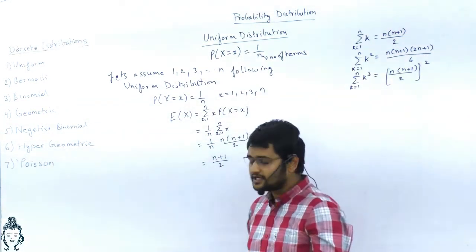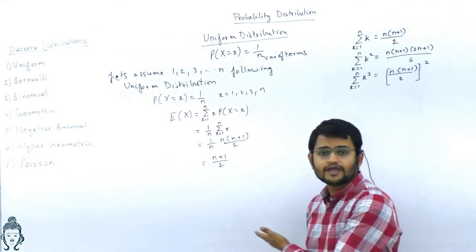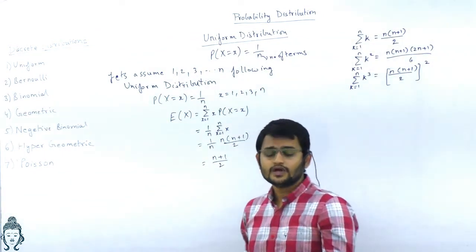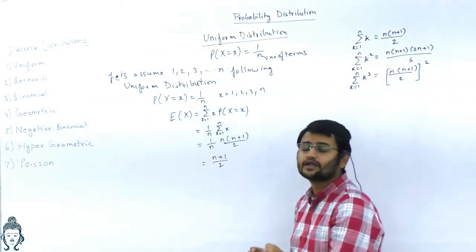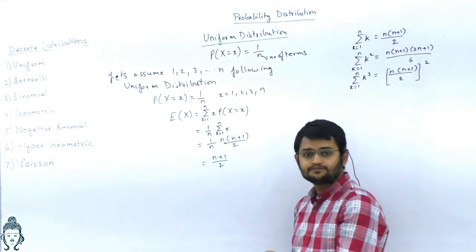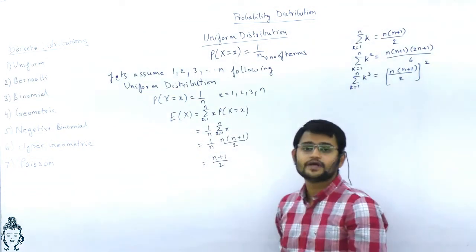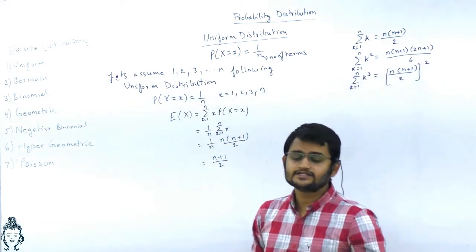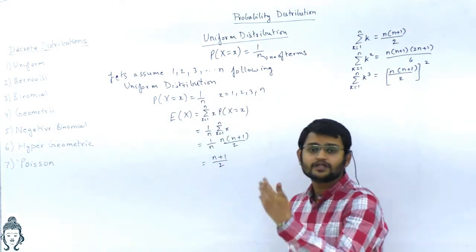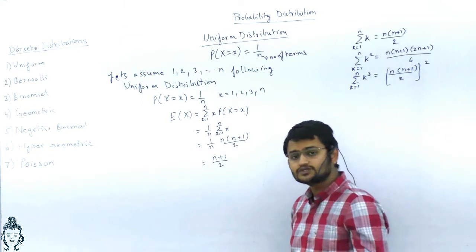Now that does not mean that we are going to get 3.5 as a value. There is no value as 3.5 that we can get from a roll of dice. So what does this expected value actually tell us? It tells us, let's say I do the same experiment 1,000 times. I roll the dice 1,000 times.